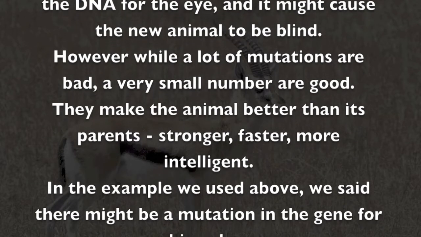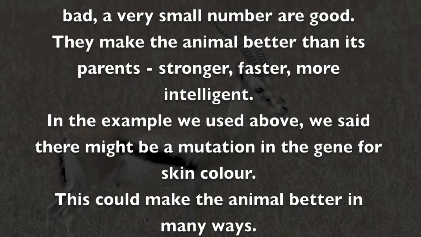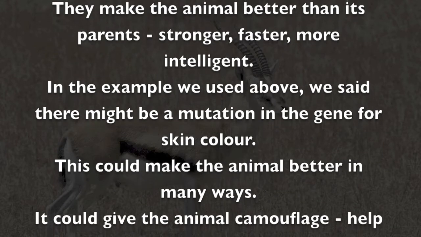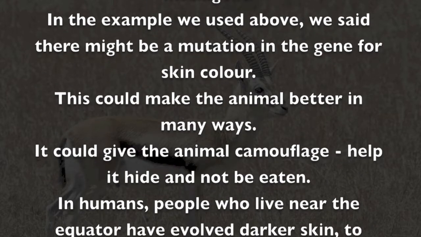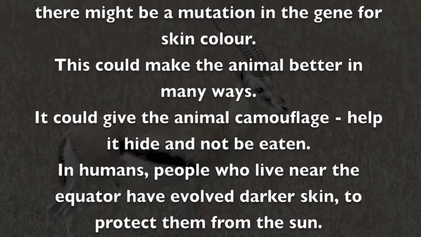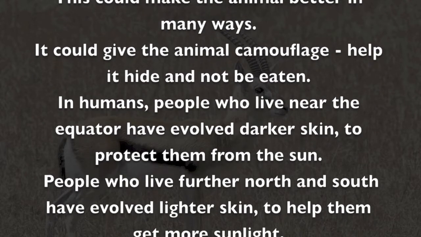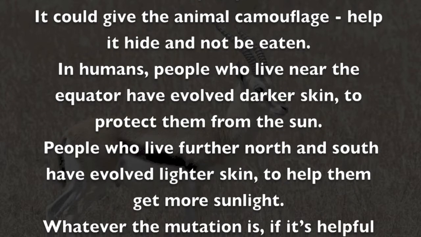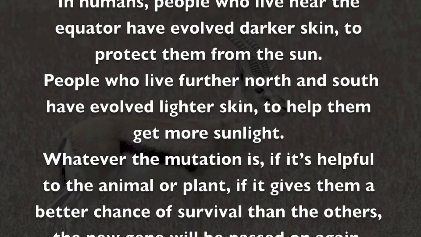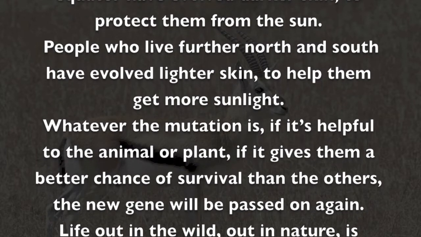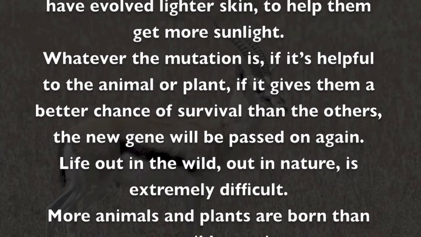They make the animal better than its parents, stronger, faster, more intelligent. In the example we used above, we said there might be a mutation in the gene for skin colour. This could make the animal better in many ways. It could give the animal camouflage, help it hide and not be eaten. In humans, people who live near the equator have evolved darker skin to protect them from the sun. People who live further north and south have evolved lighter skin to help them get more sunlight. Whatever the mutation is, if it's helpful to the animal or plant, if it gives them a better chance of survival than the others, the new gene will be passed on again.